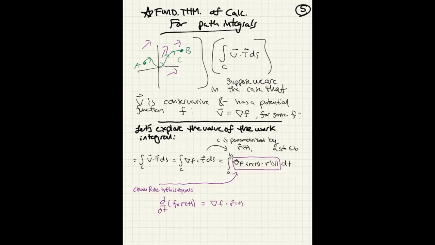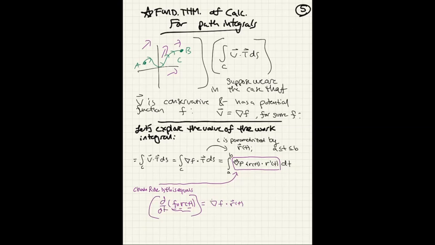Remember, you've got some function and you're composing it with a path and you're feeding it a time value. So this is a function that takes in one number and spits out one number. So you can take d dt of it like you're in calc 1.